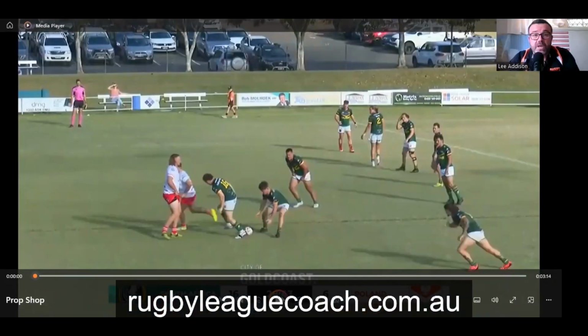How about I share my screen? Okay, you should be able to see South Africa in the green and white on the right and Poland in the white and red on the left. Now, this video, we're going to watch it twice. We're going to watch it from an offensive point of view, first of all, both teams, and then a defensive point of view, both teams.